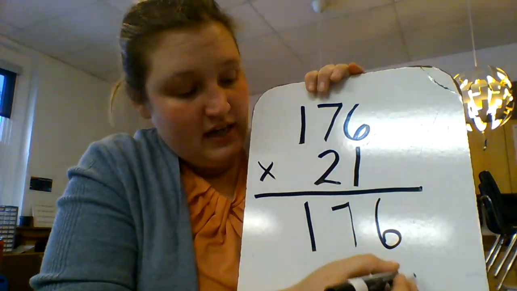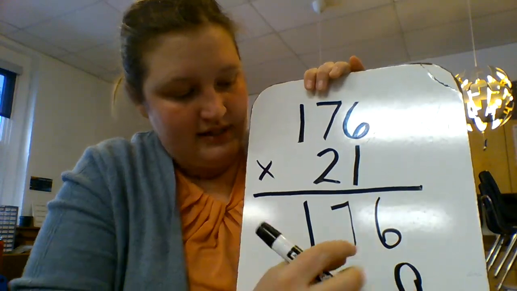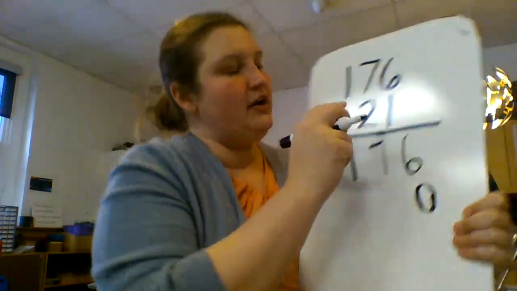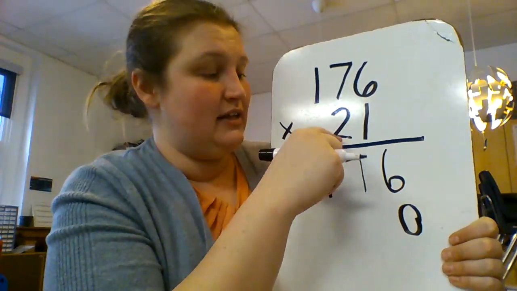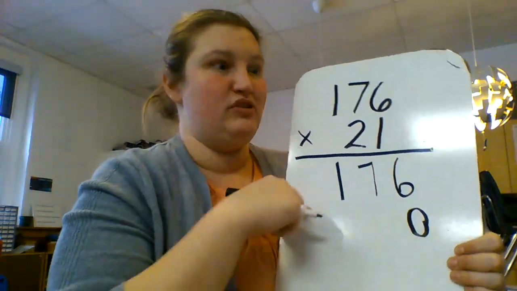Your most important step is that you always need to put a 0 down here in this second place. You have to put a 0 there because this number represents 2 tens, so it's like the number 20. So we have to put a 0 there so that our numbers come out right.